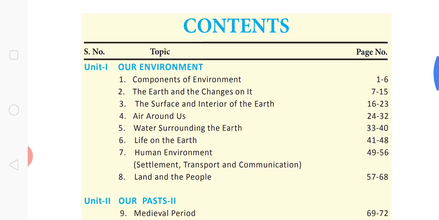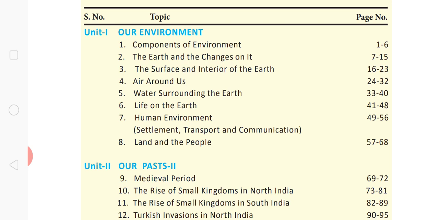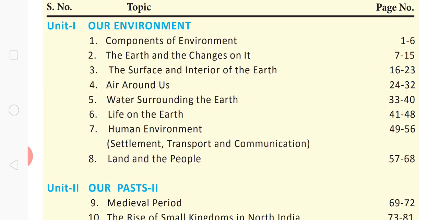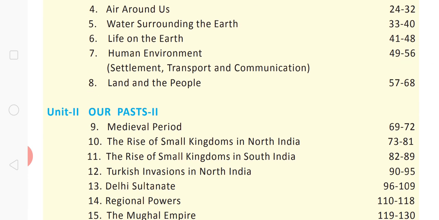Just see, you are having 3 sections: geography, history and civics. In geography, you are having a total of 8 chapters. The first chapter is components of environment. Second chapter, the earth and the changes on it. Third chapter, the surface and the interior of the earth. Fourth, air around us. Fifth, water surrounding the earth. Sixth, life on the earth. Seventh, human environment. Eighth, land and the people.